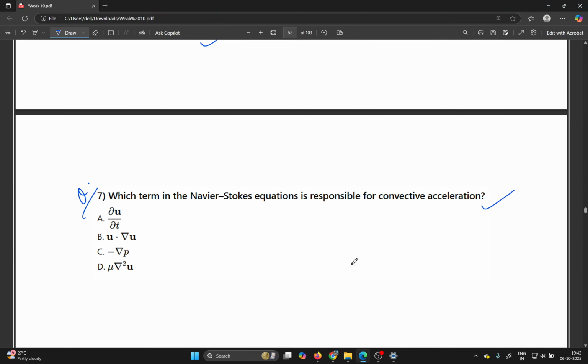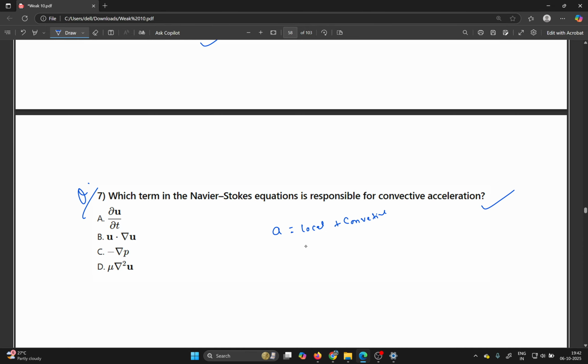So which term in the Navier-Stokes equation shows the convective acceleration? So what is convective acceleration? You know already. In the acceleration term, you have two terms. One is local and convective.